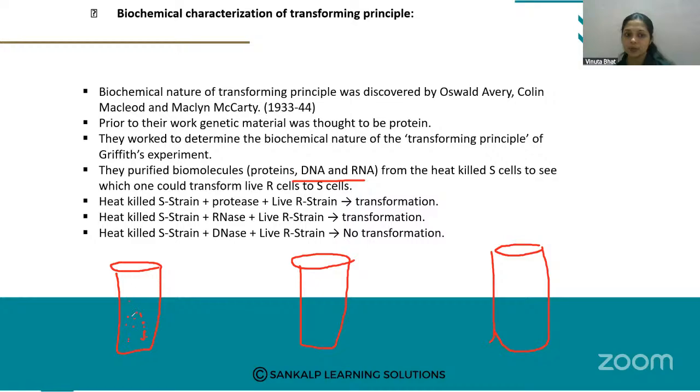So here protein plus DNA and RNA is present. These three constituents are present. Here, same thing, they have added heat killed S strain plus living R strain, same as the last step of the Griffith experiment, and the protease enzyme is added. The protease enzyme digests the protein.